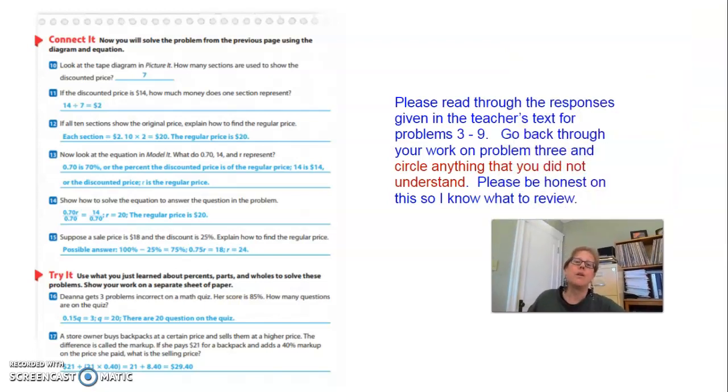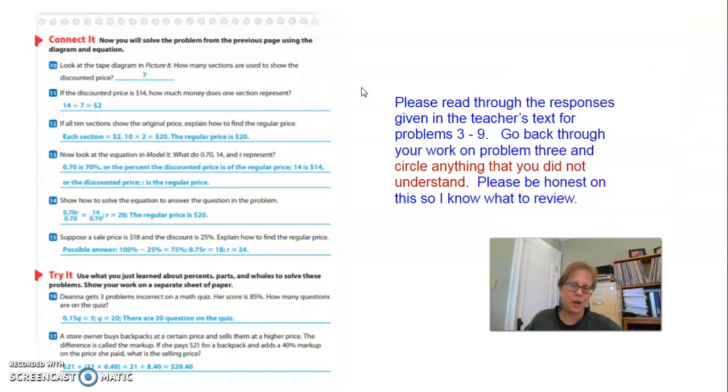So here are the answers from the teacher's text. What I'd like you to do is read through the responses here. It's not problems 3 through 9. I have that wrong. That came from a previous show. It should be problems 10 through 17. So go back on problems 10 through 17, and I'd like you to circle anything you did not understand. We'll take a look at that and see if we need to review some things.